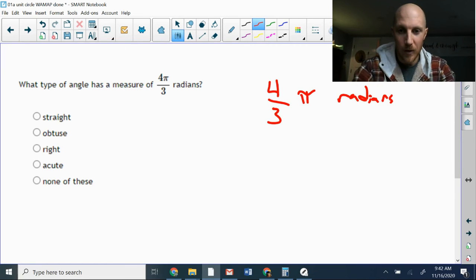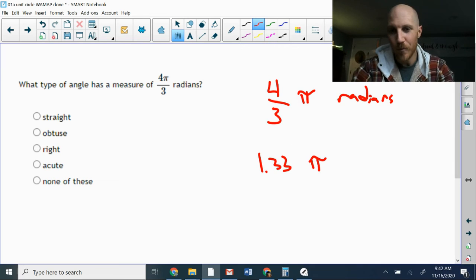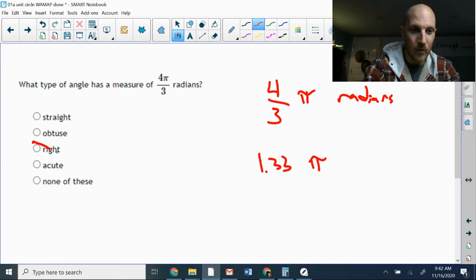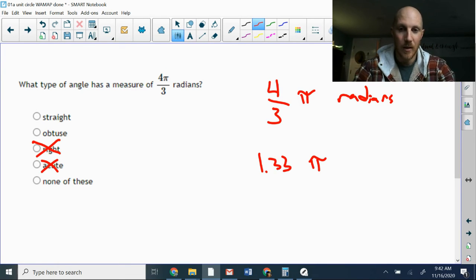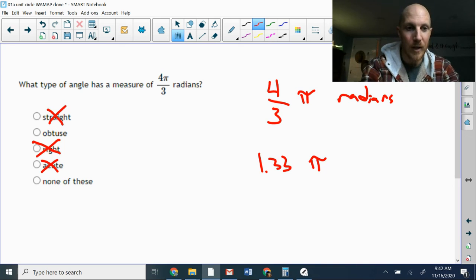Okay, so 4/3 is 1.33 if I'm dividing. So this is like 1.33 pi, and that is definitely larger than a half. So I know it is not a right angle. I know it is not an acute angle. And since this is larger than 1 pi, and exactly 1 pi would be a straight angle, I know it's not that.